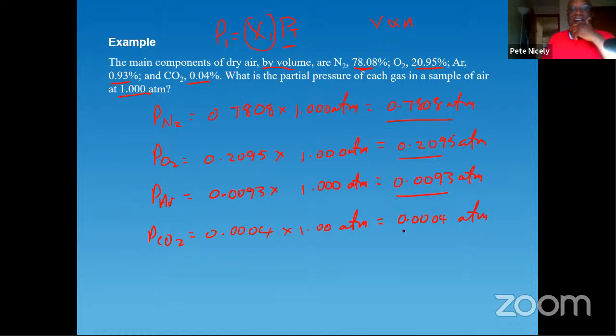That basically gives you the answers. What I just did are the answers to the question. The question is asking for the partial pressure of each gas in a sample of dry air, given the pressure of the total sample is 1.00 atmospheres, right?